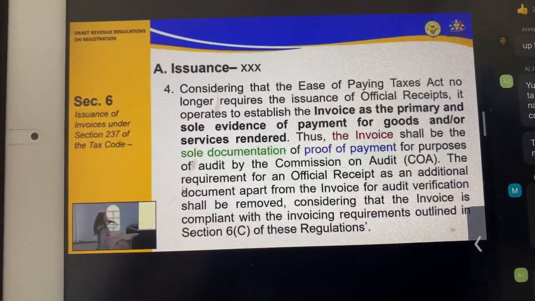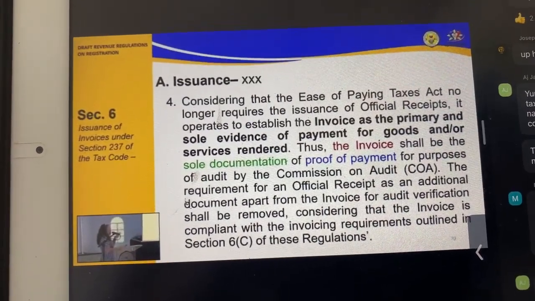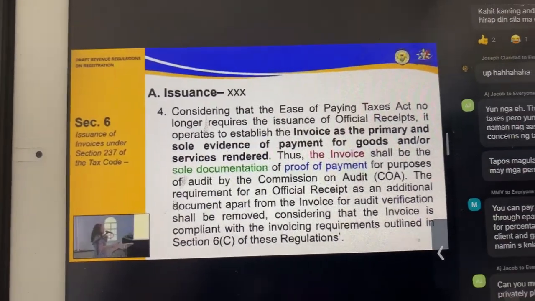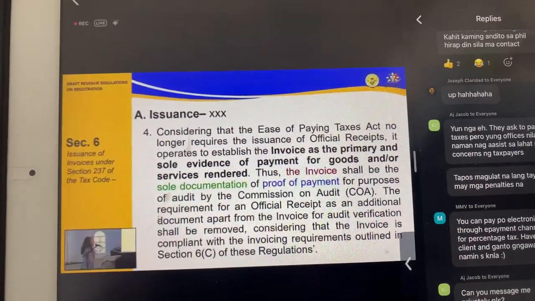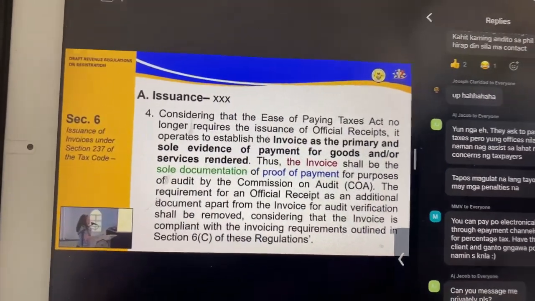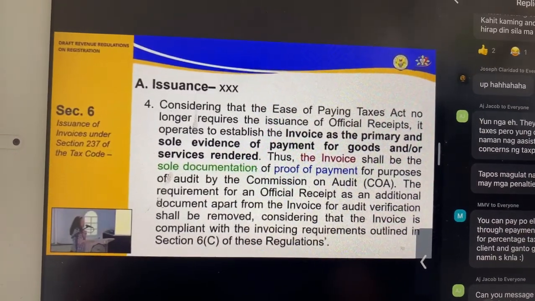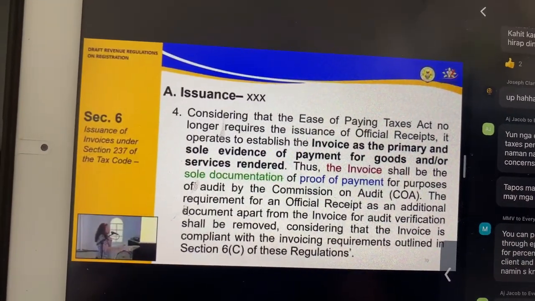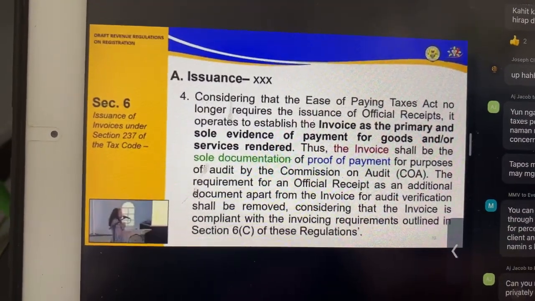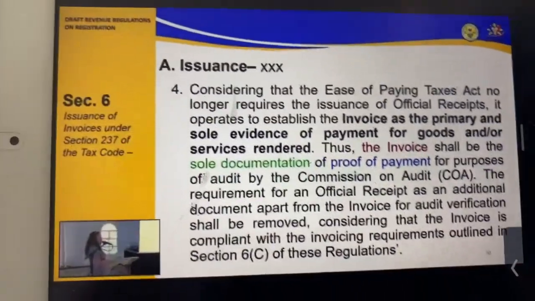Thus, the invoice shall be sole documentation of payment for purposes of COA. So, aayusin din po natin yan. Yung word of payment lang naman yung aayusin dyan. And then, requirement for an official receipt as an additional document apart from the invoice for audit verification shall be removed, considering that the invoice is compliant with the invoicing requirement outlined in Section 6 of these regulations.